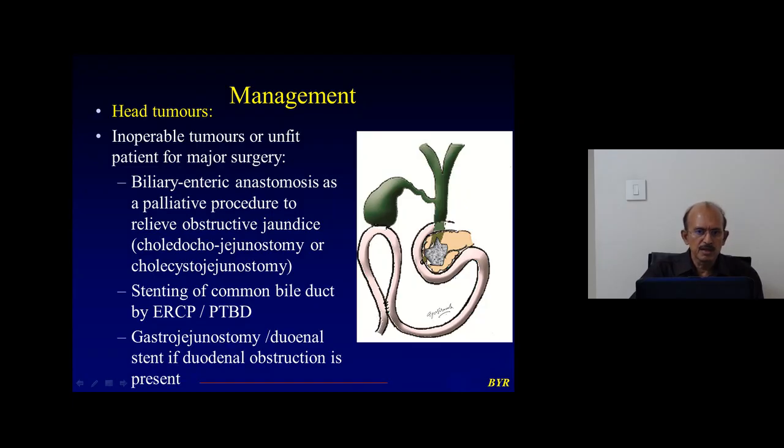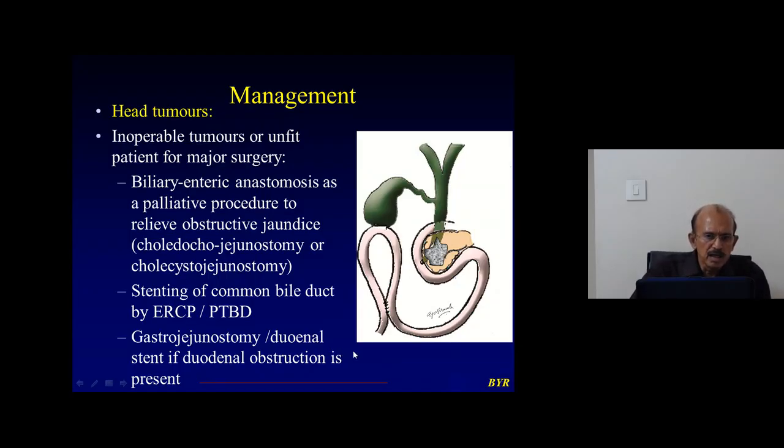If there is duodenal obstruction, then you can do either gastrojejunostomy or a duodenal stent. A self-expanding metallic stent can be passed into the duodenum and placed there. So this is the palliative management for patients with carcinoma head of the pancreas. The majority of the patients belong to this category. They need this palliative surgery. Curative surgery is feasible only in 5 to 10% of the people. About 90% of the people need to have one of these procedures.